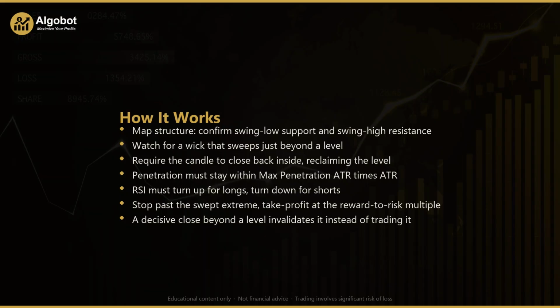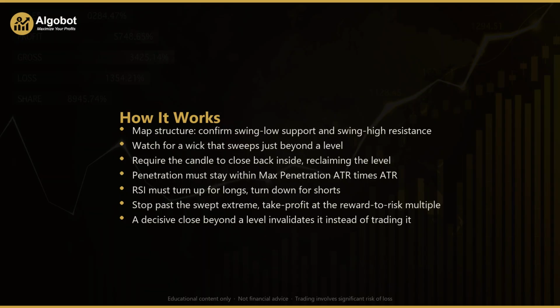Second, the EA manages the lifespan of those levels. A level stays valid only for a set number of bars, controlled by level expiry, which defaults to 60. More importantly, if price closes decisively beyond a level by more than MaxPenetrationAtr times the current ATR, the EA treats that as a real break and retires the level. This is the key rule that keeps it from fighting a genuine trend.